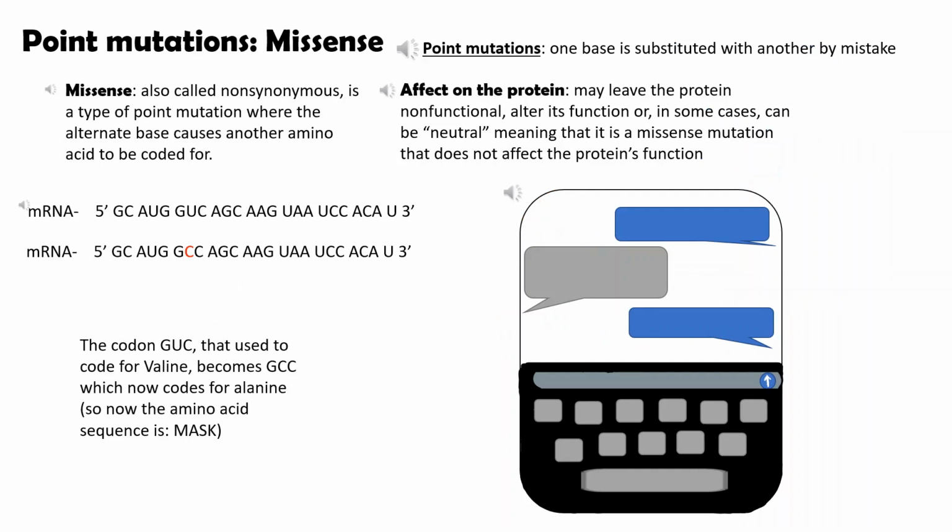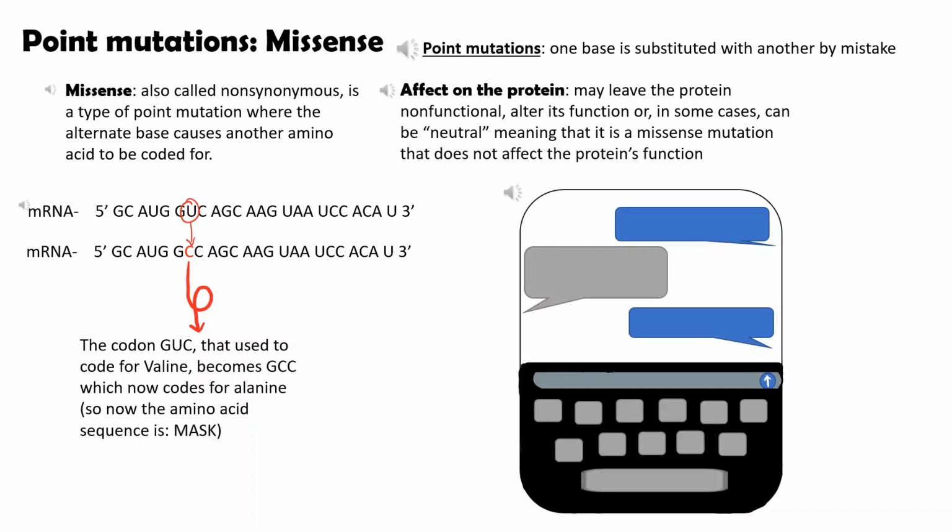Point mutations are when there is a specific point of mutation, meaning that one base is substituted for another base by mistake. A missense, also called a non-synonymous, is a type of point mutation where the alternate base causes another amino acid to be coded for. So here, the codon GUC that used to code for valine becomes GCC, which now codes for alanine. This would be a transition because they are both pyrimidines.